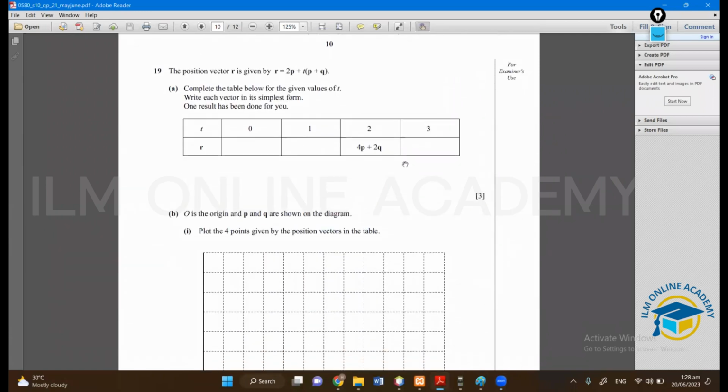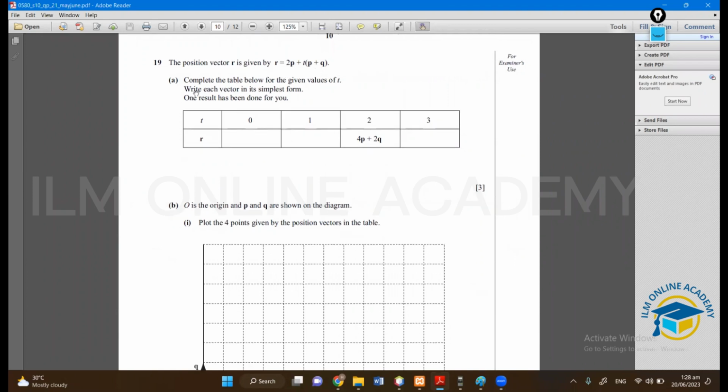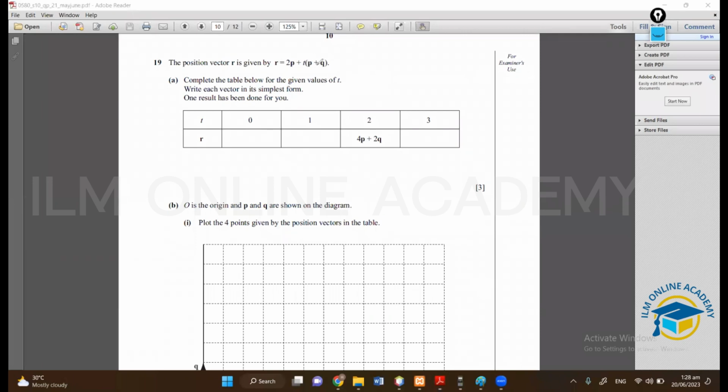Now they are saying, question number 19, they are saying that the position vector R is given by R equals 2P plus T, P plus Q. And then you have to complete this table by the given values of T. So what you have to do is just put the values of T in this equation and write it down. So if we put 0 at the place of T, this whole thing would be 0. So the answer would only be 2P. Okay, then if I write 1 here, it would become 2P plus T plus Q. So it means 3P plus Q.